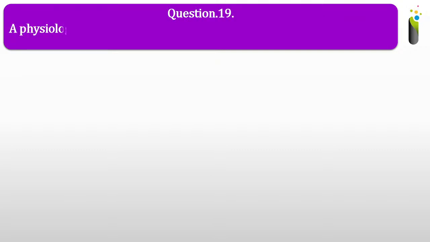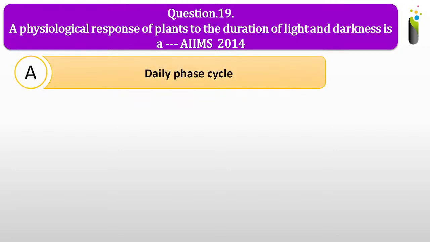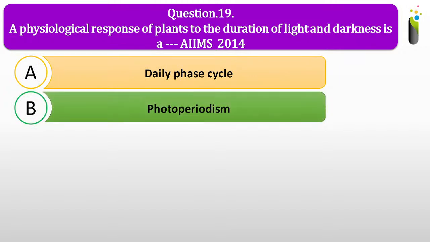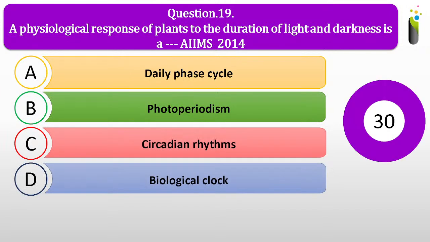Going ahead to question number 19. A physiological response of the plants to the duration of light and darkness is dash. And this question had appeared in AIIMS 2014. A. Daily phase cycle. B. Photoperiodism. C. Circadian rhythms. D. Biological clock.